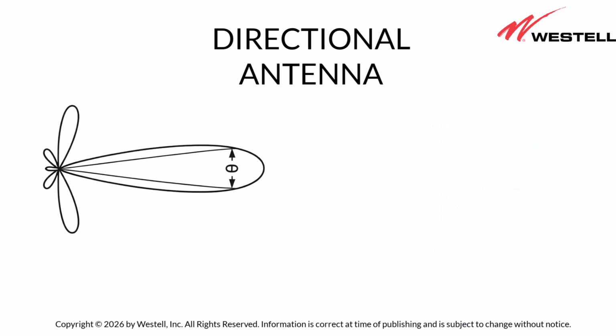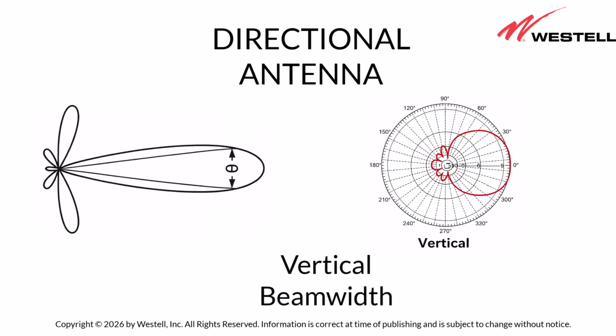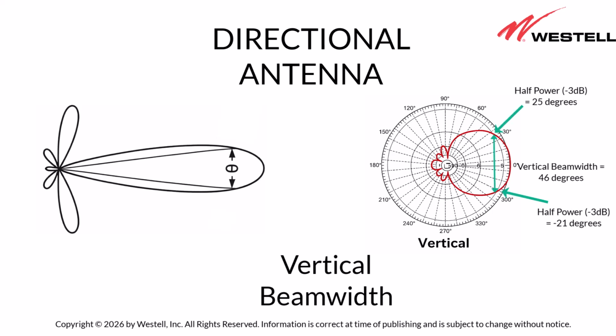Looking from the side on the vertical antenna pattern, how much signal is directed towards the sky and ground can be determined by those -3 dB points.